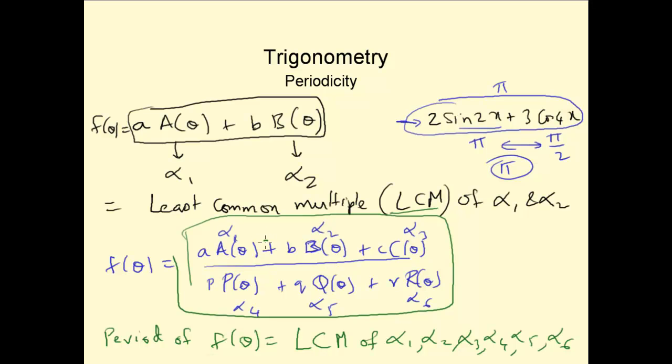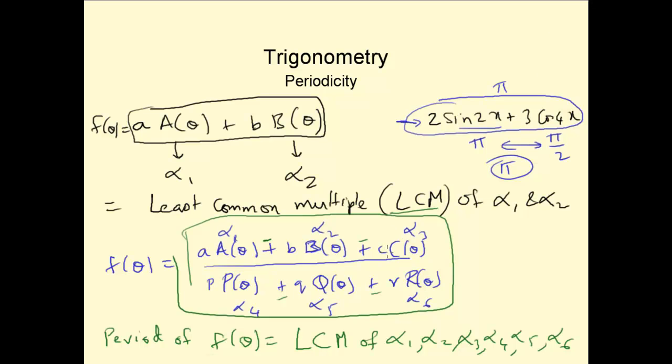Say there is a minus here, it doesn't matter. It could be a plus or minus, plus or minus, plus or minus. It could be like 20 functions, it doesn't matter. The period is just the LCM of the periods of however many functions you have in this whole function.